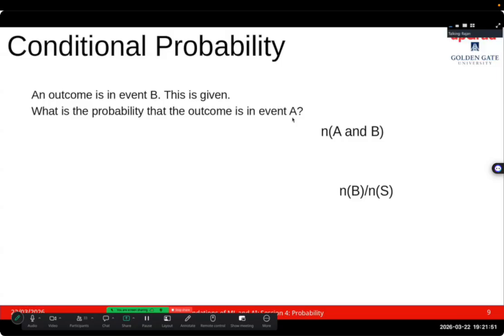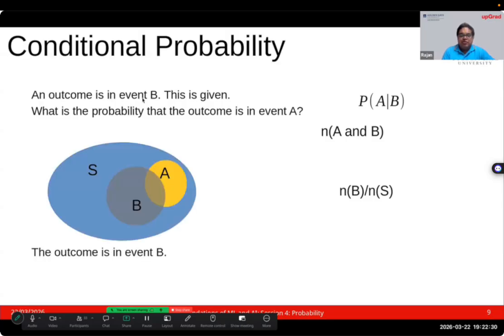Okay, so what are we looking at? We are looking at something that is present in both A and B. That's clear because it's given that it's present in B, and we want to find whether it's in event A. So we want to see something like this, probability of A and B. But then we have to use this information. We know already that the outcome is in event B. So how do we do that?